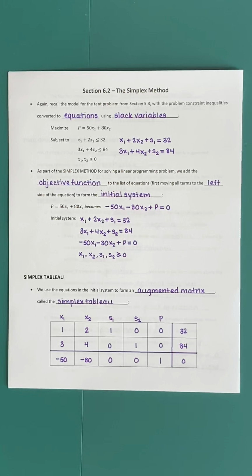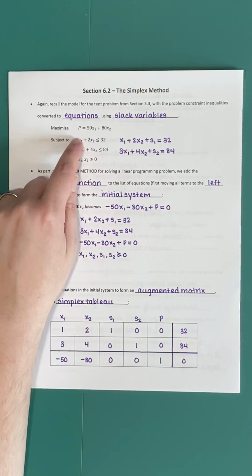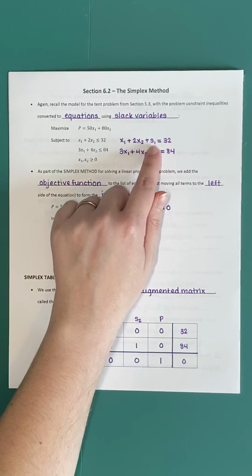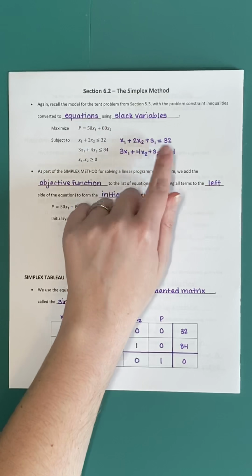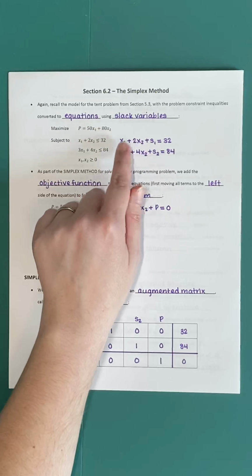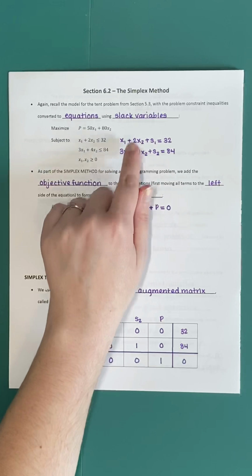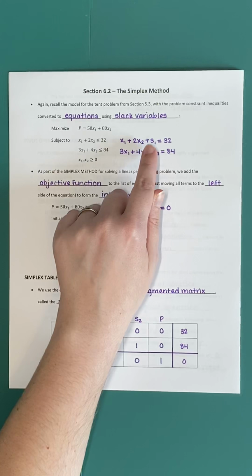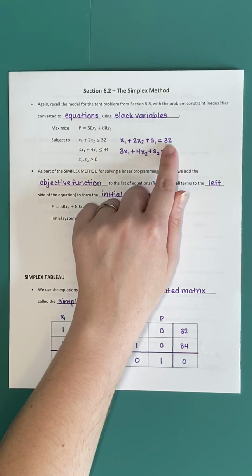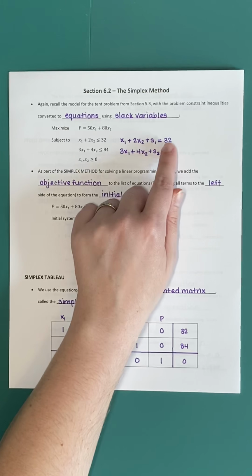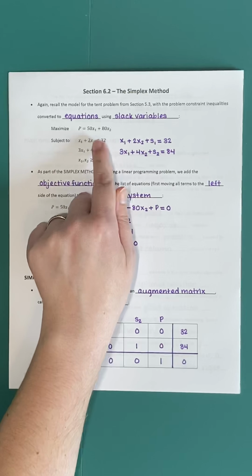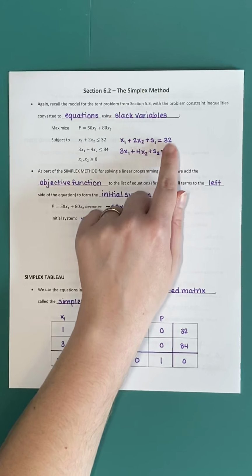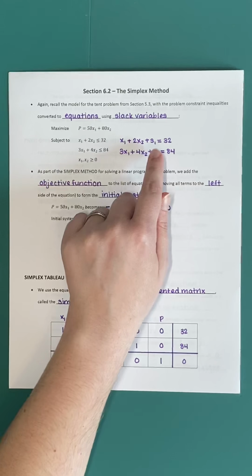By introducing slack variables, our first problem constraint had S1, slack variable 1, added in to represent leftovers. So the decision variables represent resources that we use, and the slack variable represents whatever resources are left over in order to meet our maximum allowed value of 32. So less than or equal to 32 becomes equal to 32 as long as we account for the slack.